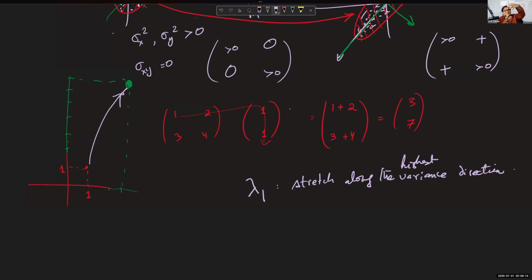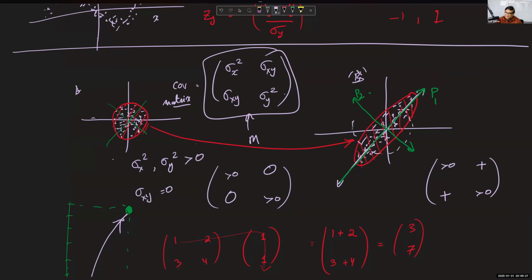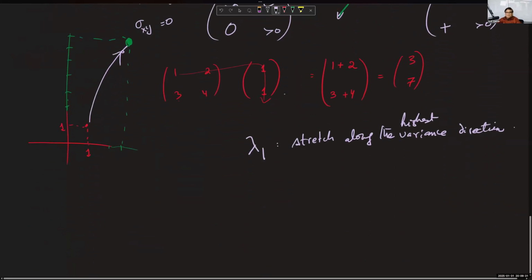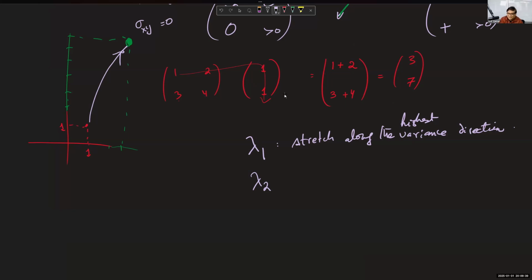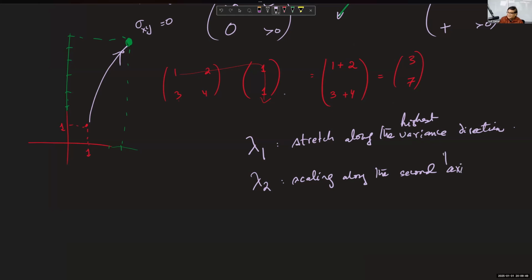Lambda 2 is actually a shrinking, because you notice that nice round circle, now you have squished it. If you think of your original circle, something like that was the original circle. So lambda 2 probably has a value less than 1. You shrunk it along the second axis. But whatever it is, it's the scaling along the second principal axis.